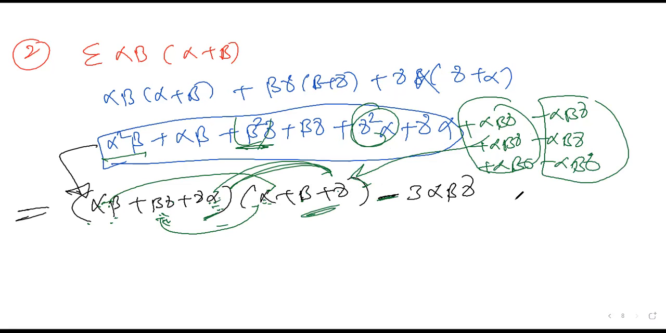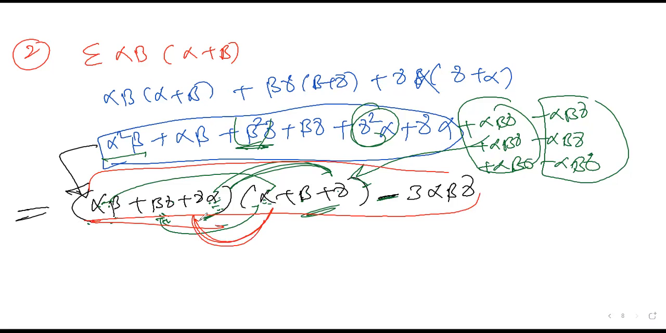Clear, or any doubt? Shall I explain once again? Just do one thing to understand very clearly. Open this and multiply it with this. How many terms will we get? 3 threes are 9 terms. How many are available here? 3 plus 3, 6. So we get extra terms.